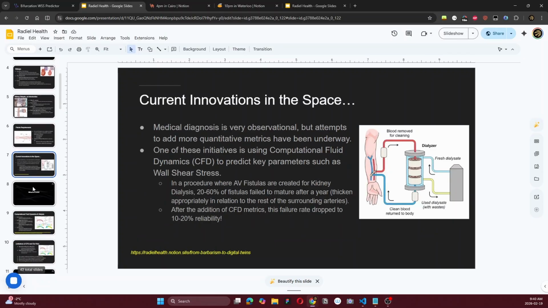So, top medical institutions use CFD, or computational fluid dynamics, to predict key parameters such as wall shear stress. Wall shear stress is the pressure of how the blood hits the wall at certain points along the vascular structure. Regularly, around 20 to 60% of fistulas fail to mature after a year, but after the addition of the CFD metrics, this failure rate dropped to 10-20% reliably.